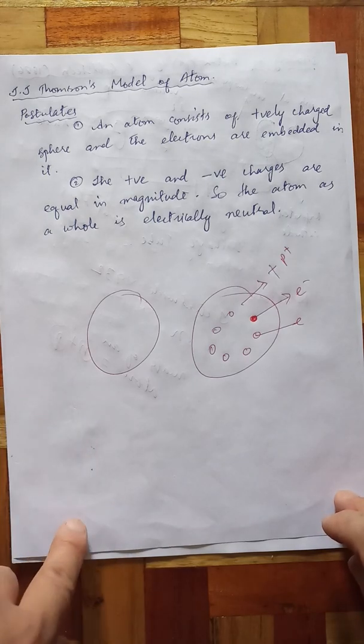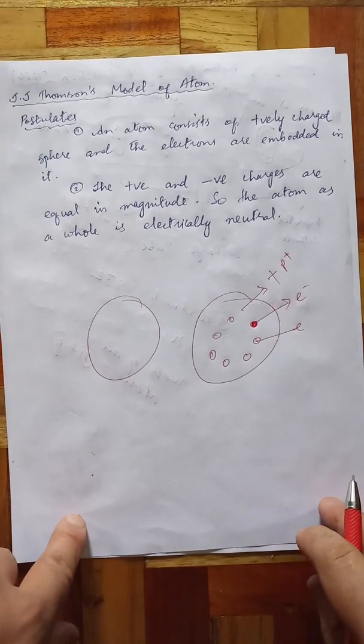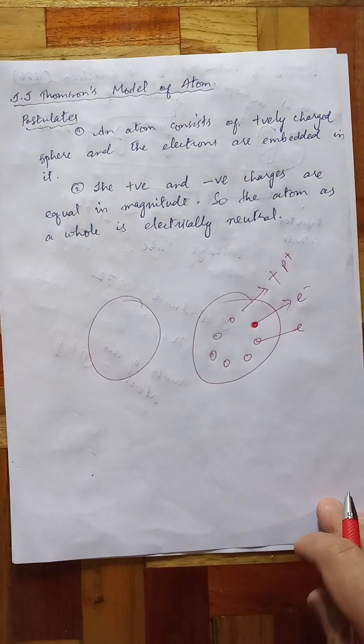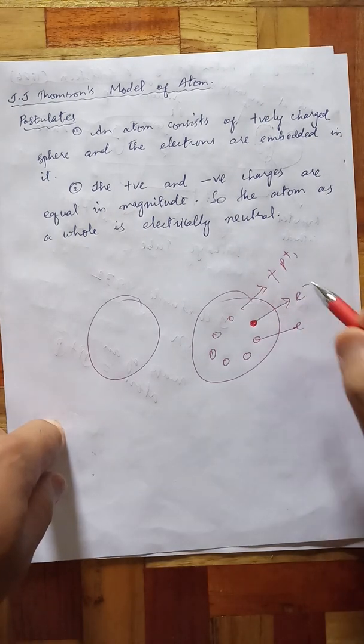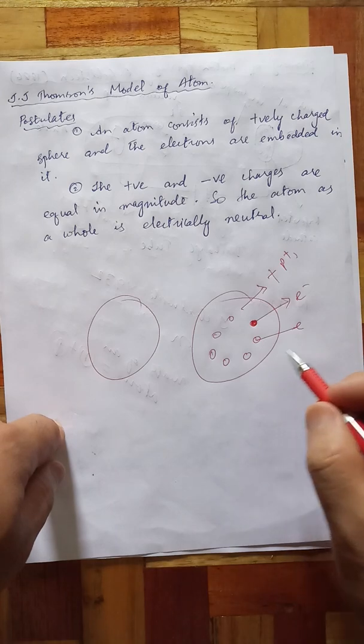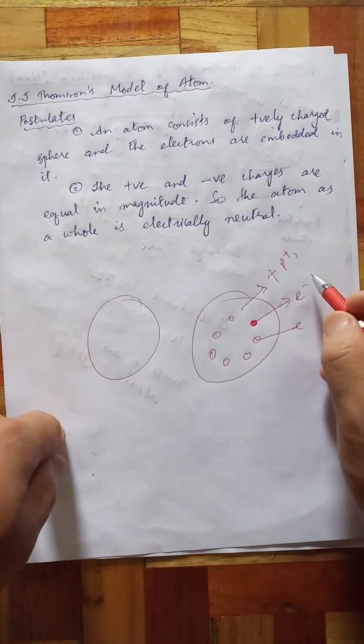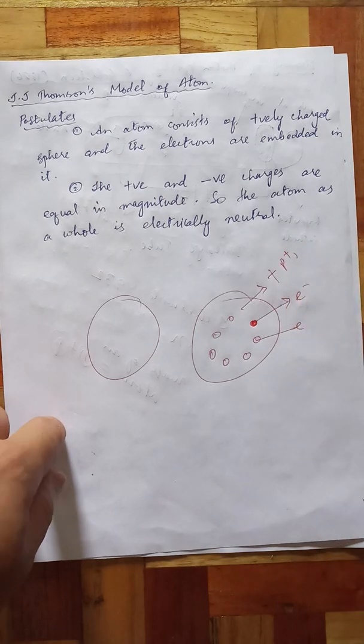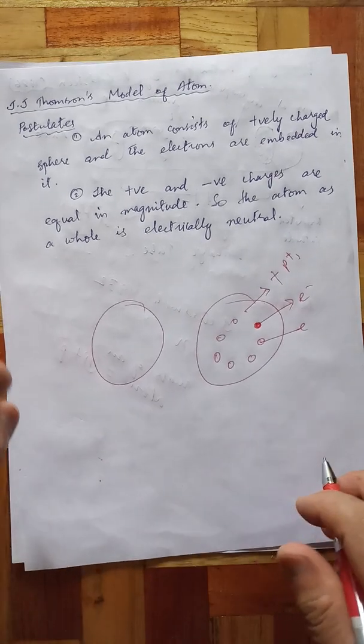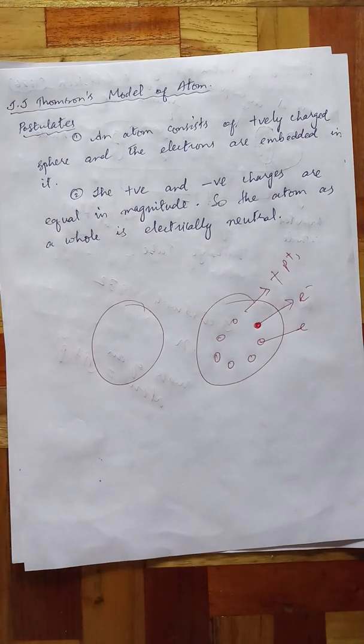The second postulate is that the positive and negative charges are equal in magnitude. Suppose there are 100 electrons, then there are 100 protons. So the atom as a whole is electrically neutral. Although he explained that atoms are electrically neutral, the results of experiments carried out by other scientists could not be explained by this model.